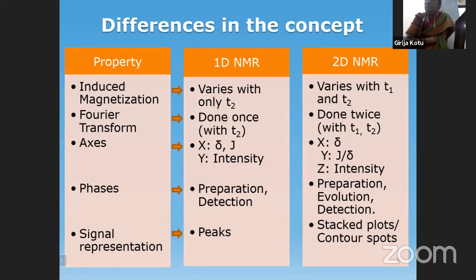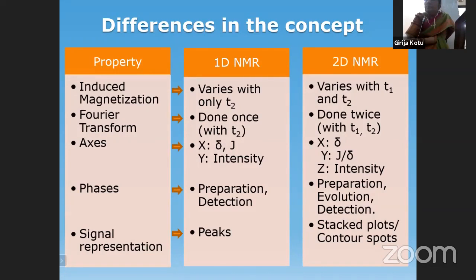And the number of axes in 1D NMR: there are two axes, X and Y, where the X axis represents delta as well as J. Delta is nothing but the chemical shift values of the signals or the protons, if it is a proton NMR, and J is the coupling constant. So both parameters, delta and J, are spread only on one axis, that is X, and the second axis is the intensity.